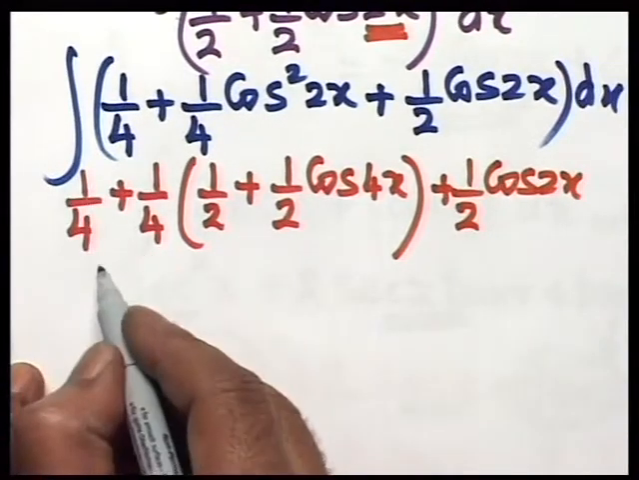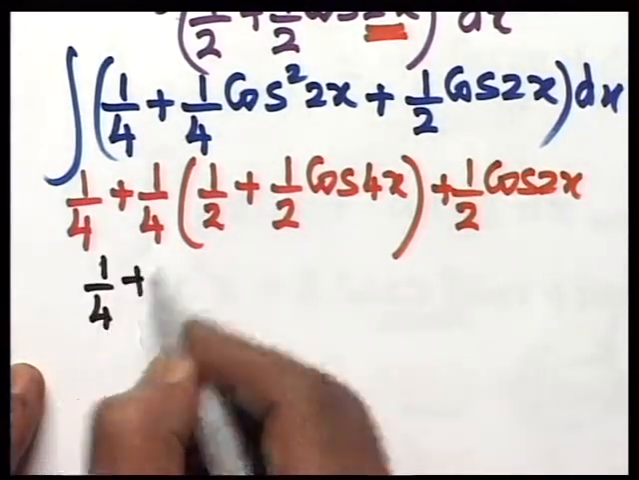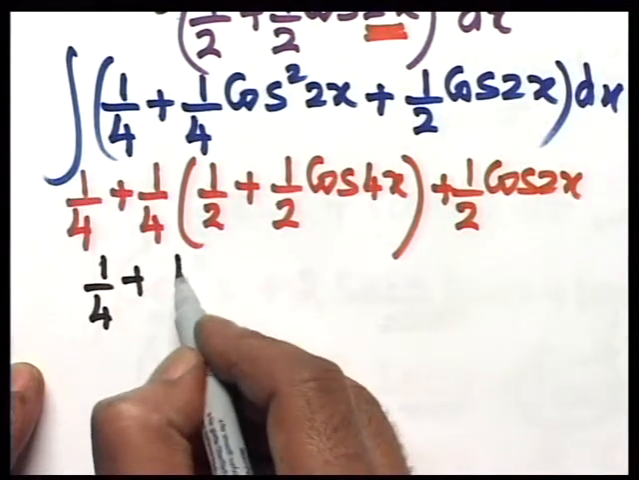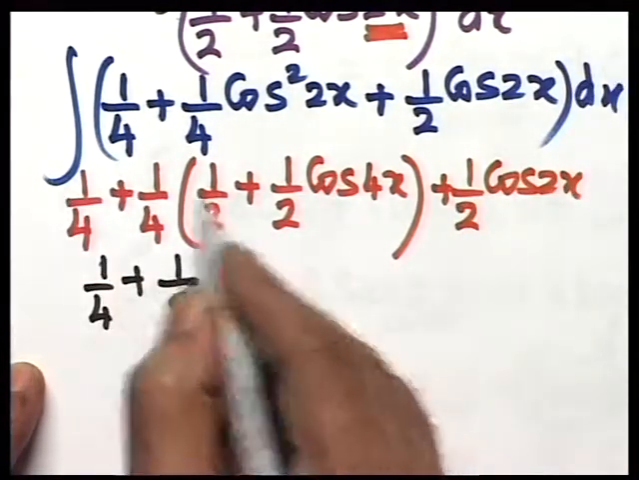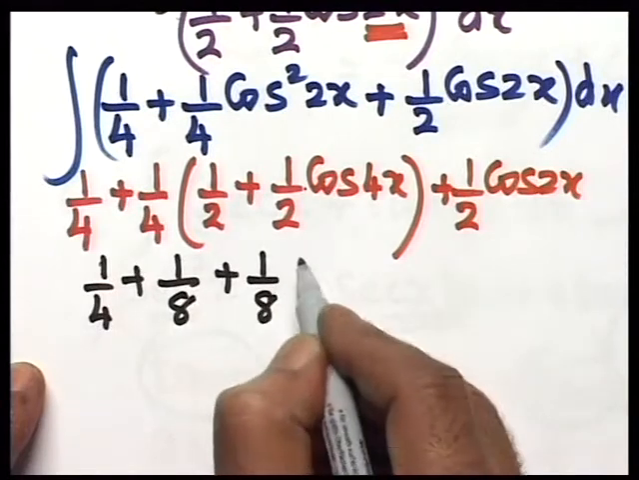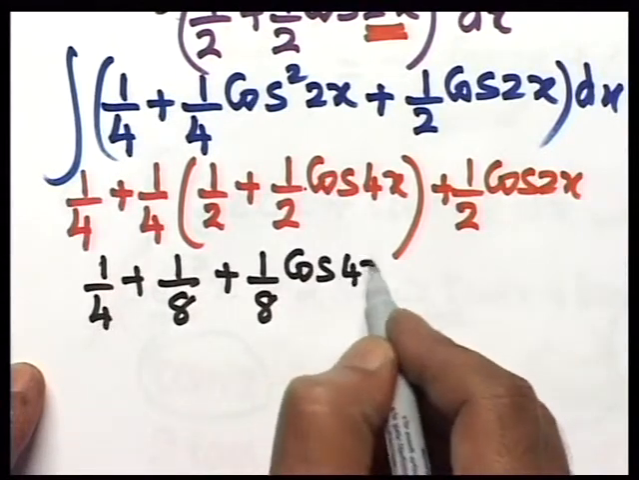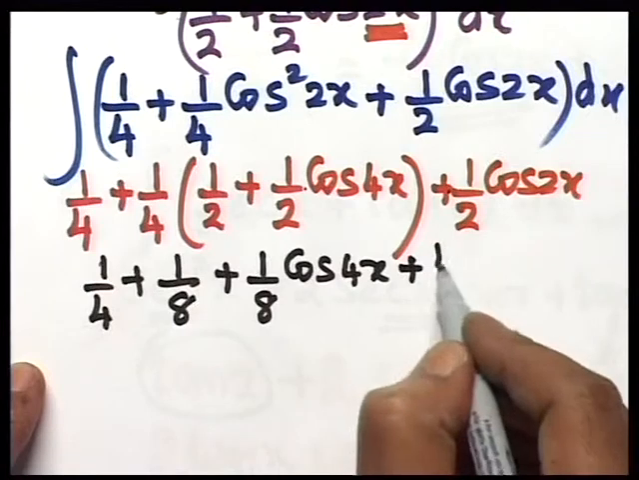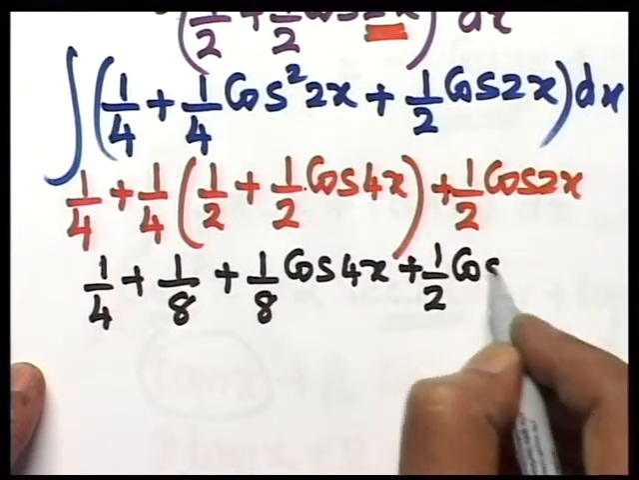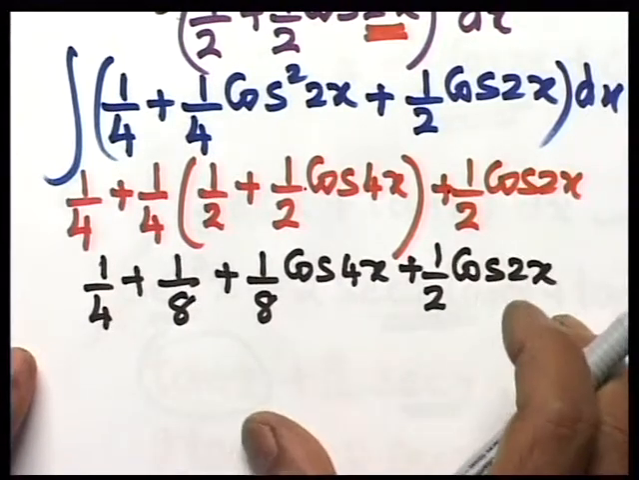So a quarter comes as a quarter. Just open the bracket with this 1/4. So that should be 1/8. And then another 1/8 there. Cos 4x, please. And then we have a plus. Half is a half and cos 2x. So that's what we end up getting, right?